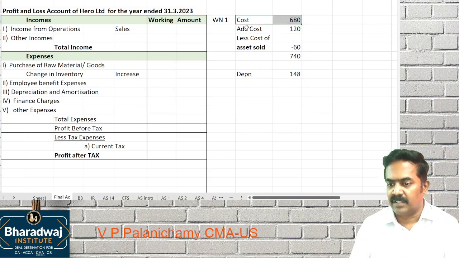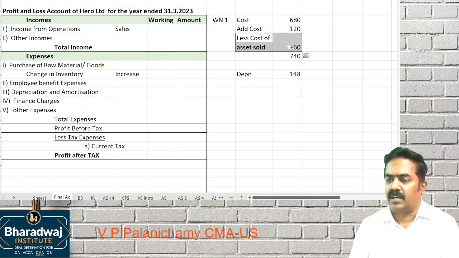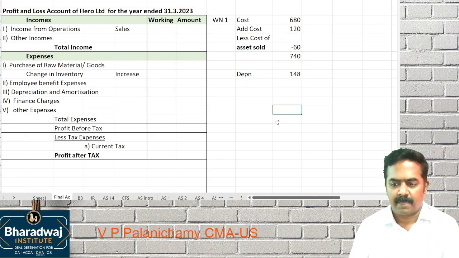Cost of the asset given in the trial balance, and additional cost of asset purchased qualifies for full depreciation. No depreciation on the cost of the asset sold. Base for depreciation is 740 on the 20%. Why is it so, sir? That is instructed to us in the question.